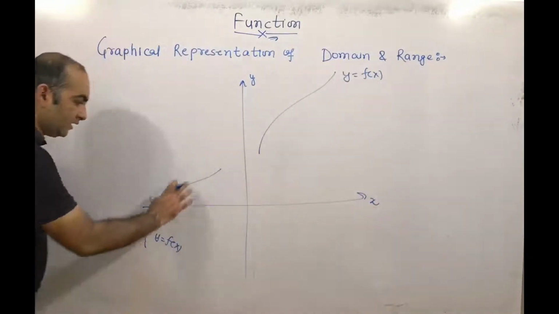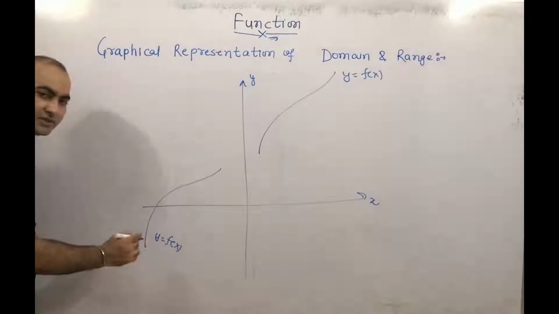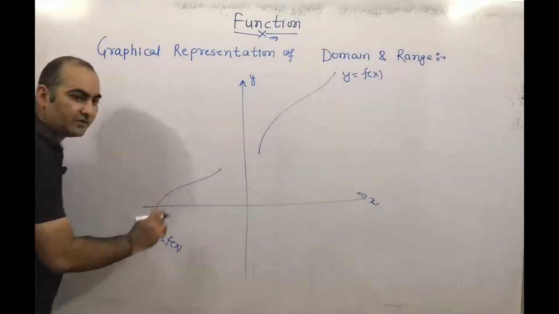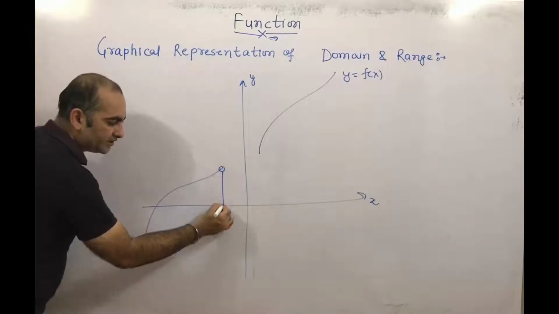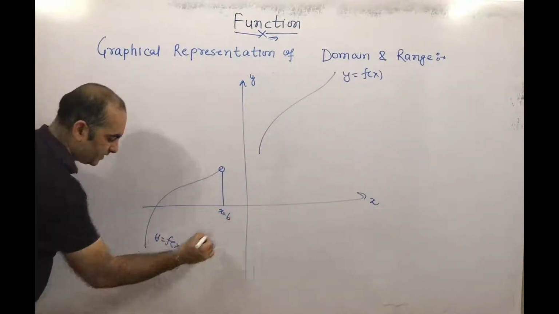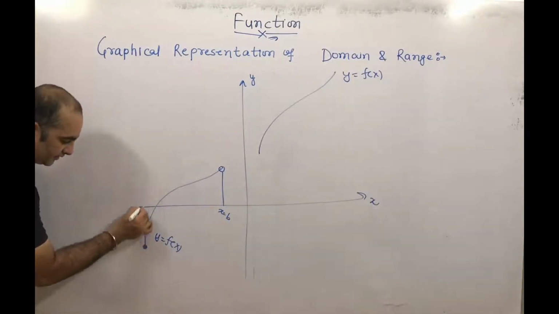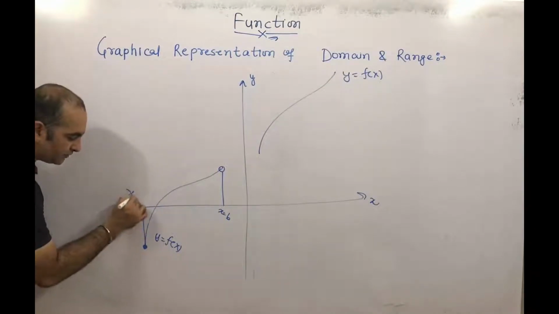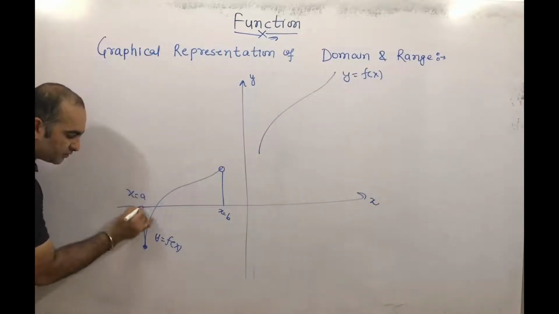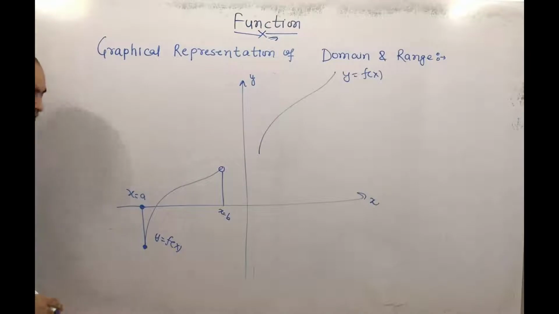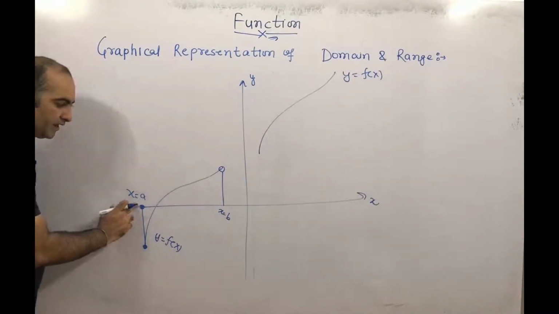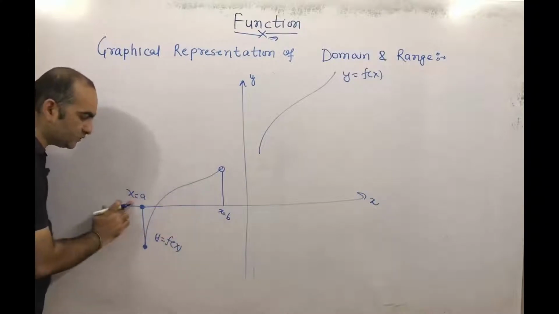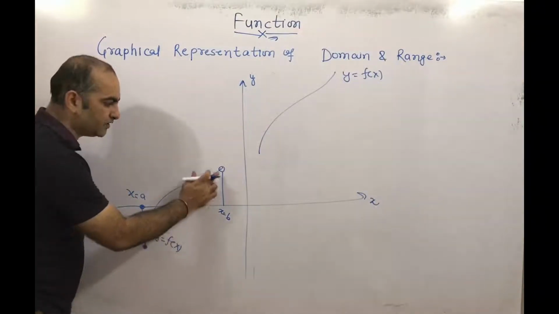First, if you take this continuous interval, how much will it cover on the x-axis? Suppose this point is not included, and this point is x equal to b, and this point is included, and with respect to this one on the x-axis, the point is x equal to a. So this continuous interval covers a to b, where a is included, b is not included because of this point.